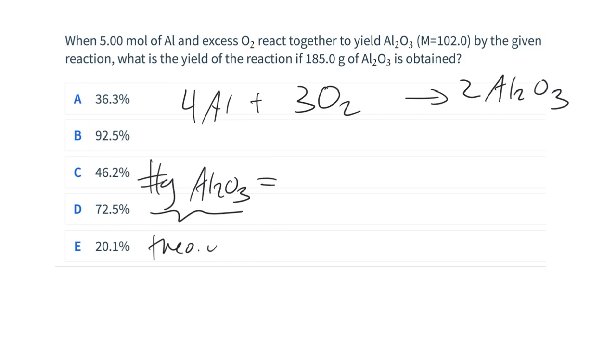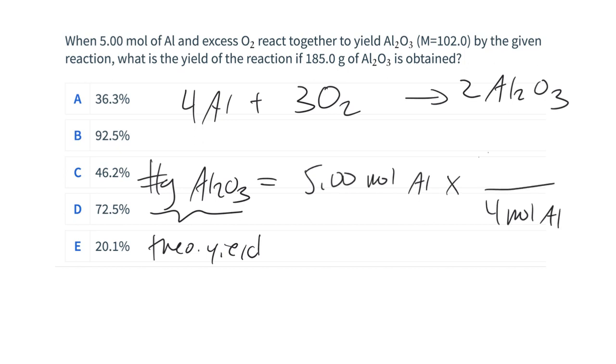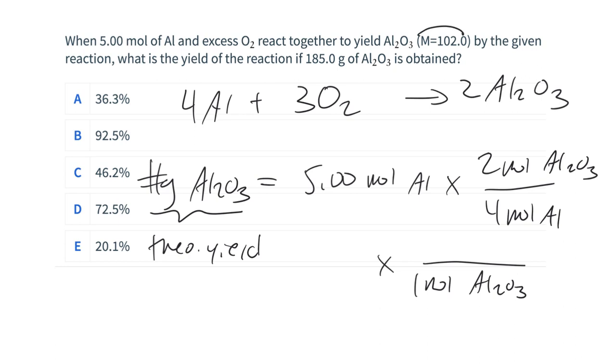We can think of that theoretical yield as the maximum yield we should ever get following the stoichiometry, which would be all 5 moles of aluminum reacting. Then for every 4 moles of aluminum, we produce 2 moles of Al2O3, and 1 mole of Al2O3 has a molar mass of 102.0 grams. So 5 times 2 divided by 4 times 102 is 255 grams. So that's the most yield we should get.